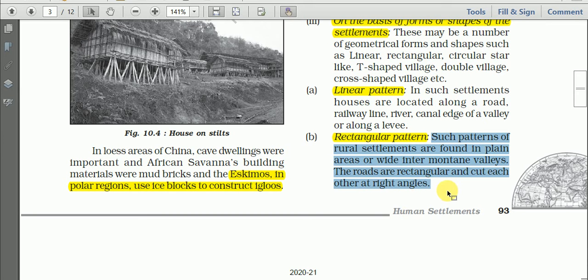These rectangular patterns of rural settlements are found in plain areas, or wide inner mountain valleys. Mountain here means mountain valleys. Wide inner mountain valleys. And in this case, the roads are rectangular and cut each other at right angles.